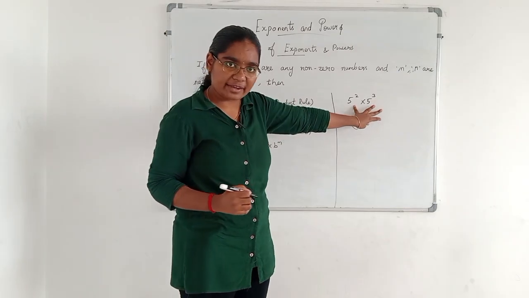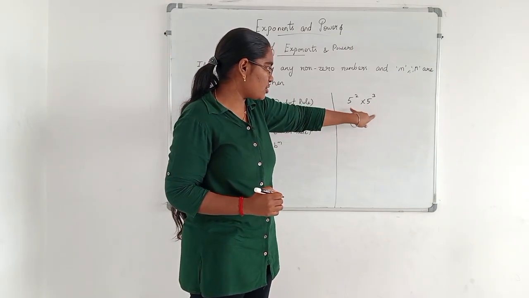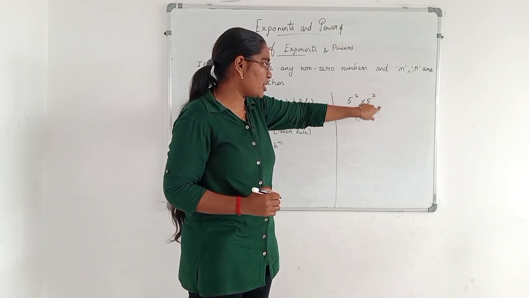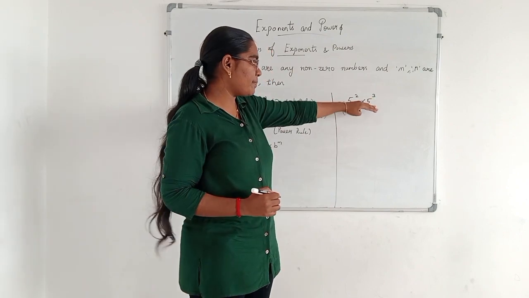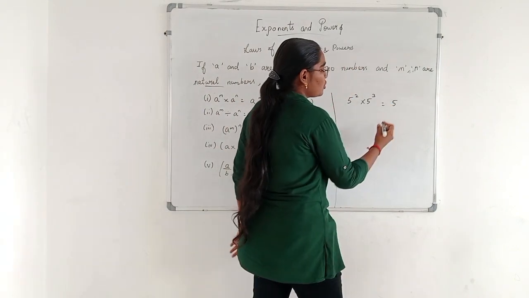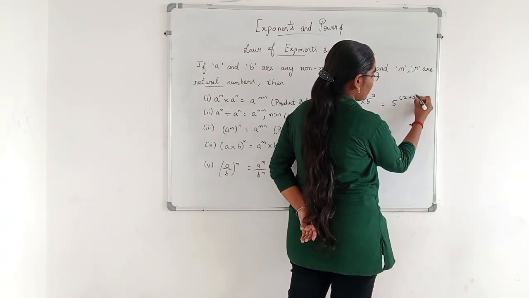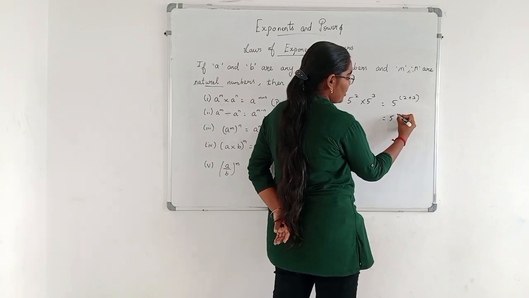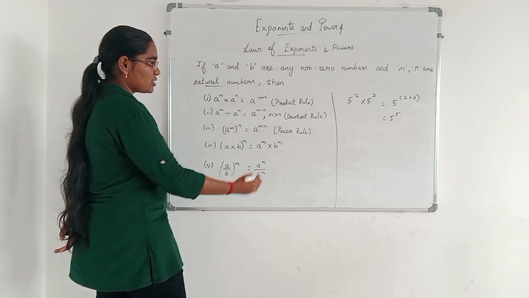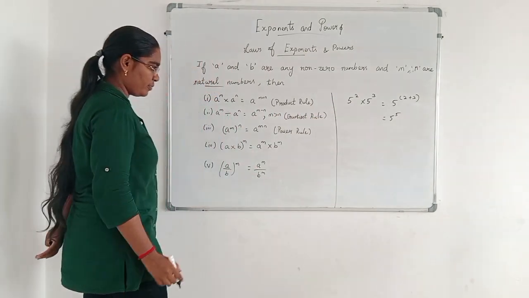Okay, for example 5 square into 5 cube. Here the base is 5. These two are in multiplication and the exponents are 2 and 3. So the base is the same. So 5 to the power of 2 plus 3. 2 plus 3, what will you get? 5. So 5 to the power of 5. Okay, this is known as the product rule.